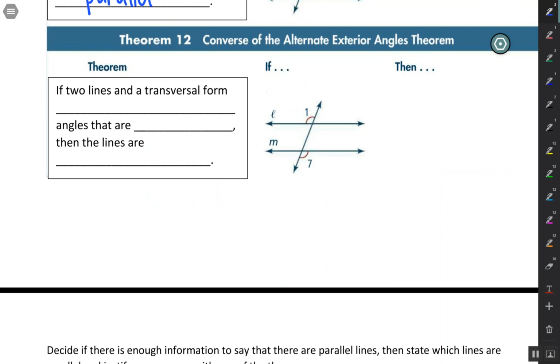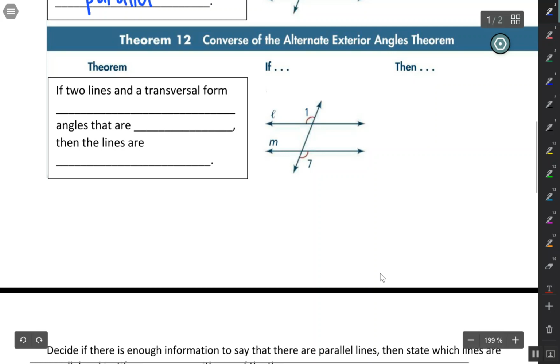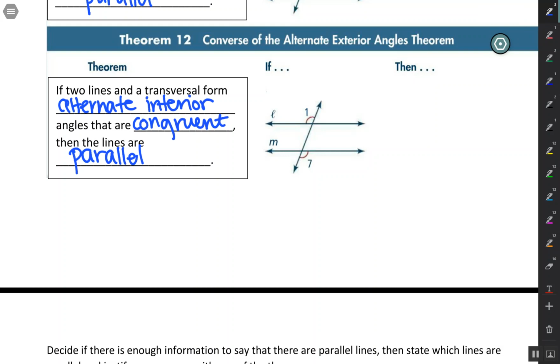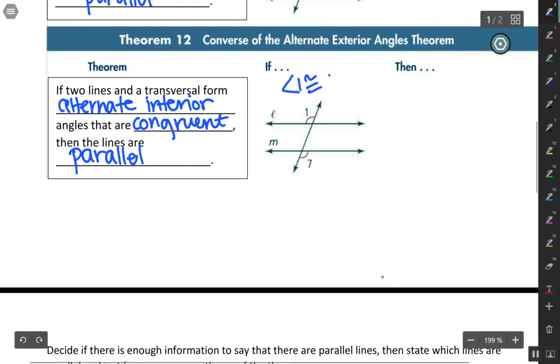And the last one is the converse of the alternate exterior angles. So alternate exterior angles are like angle 1 and angle 7, and those would be congruent. If those are congruent, the lines are parallel. So if two lines in a transversal form alternate exterior angles that are congruent, then the lines are parallel. So the conclusion is the same for every single one of these, but it begins different. So angle 1 congruent to angle 7, then L is parallel to M.